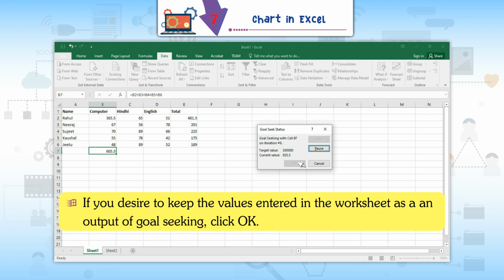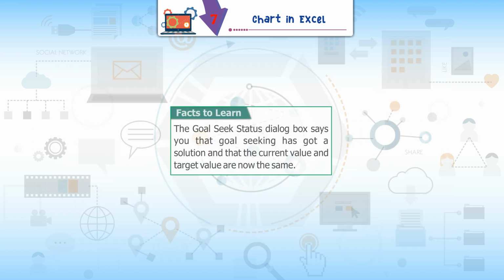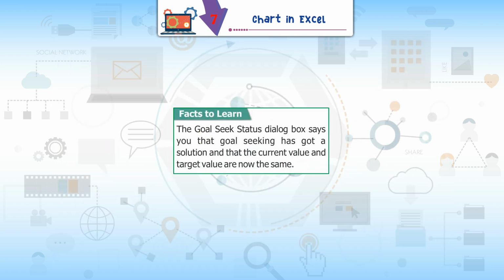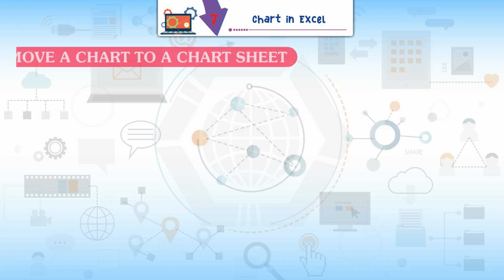Click OK. If you desire to keep the values entered in the worksheet as an output of goal seeking, click OK. Facts to learn. The Goal Seek status dialog box tells you that goal seeking has found a solution and that the current value and target value are now the same.